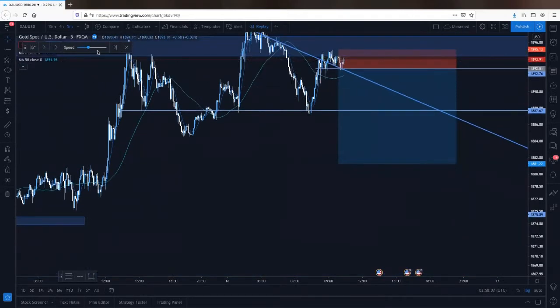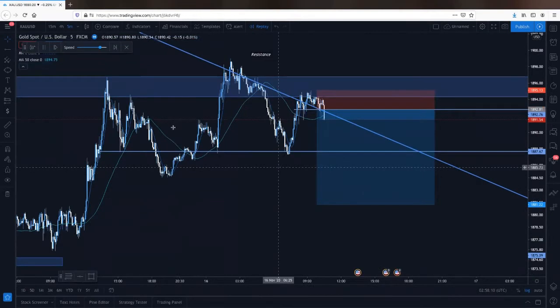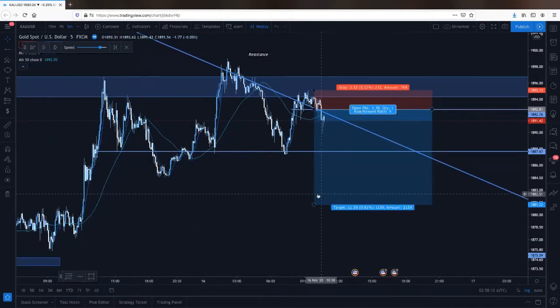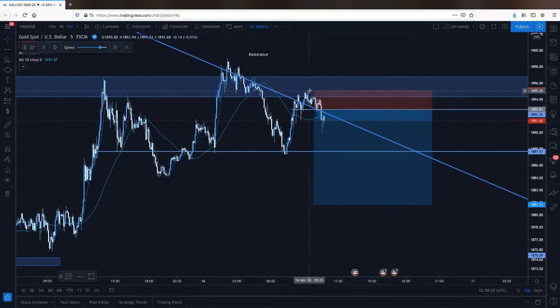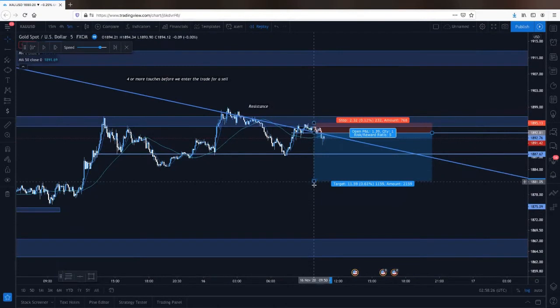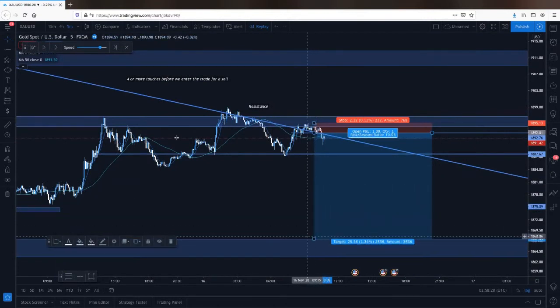Let's see the finished product. Boom. All right, y'all see that? Price kind of respected a little bit, came back a little bit, little drawdown, but I'm still in my trade because it didn't break my last high, which is up here. So now we're looking for take profit to be all the way down here.